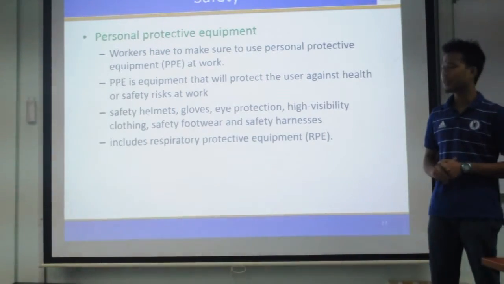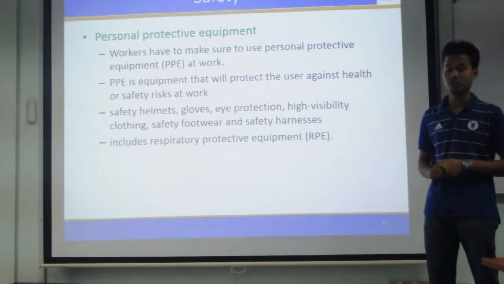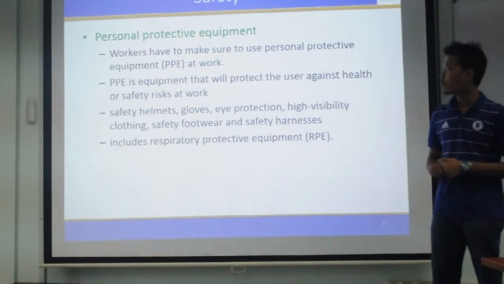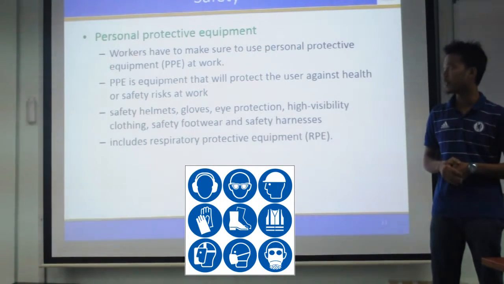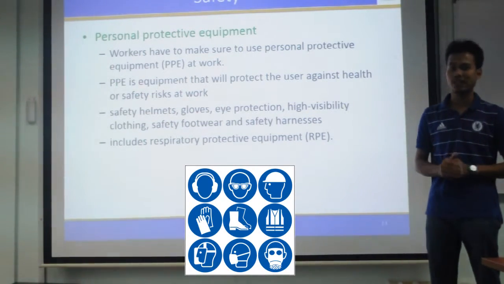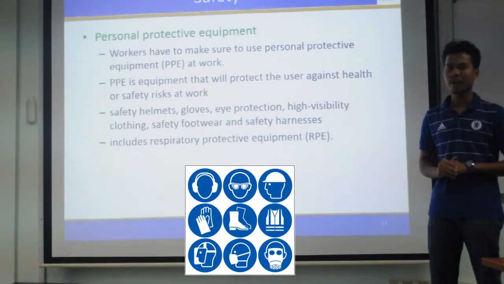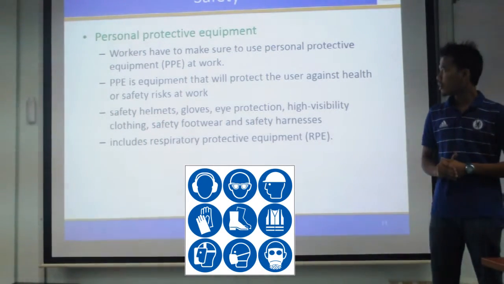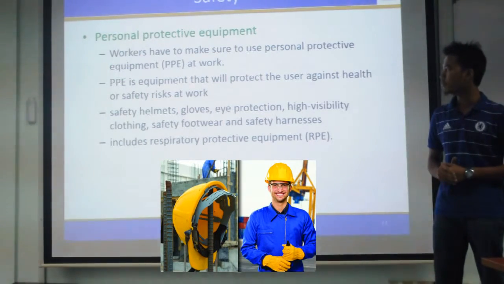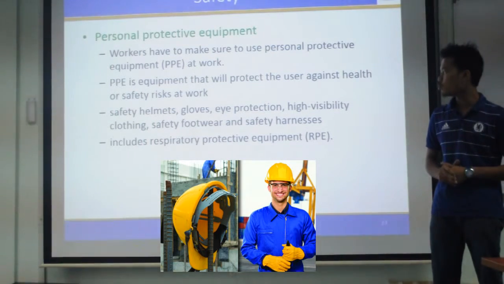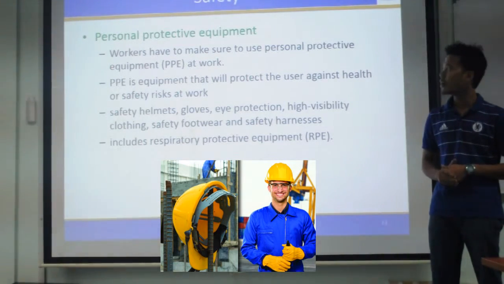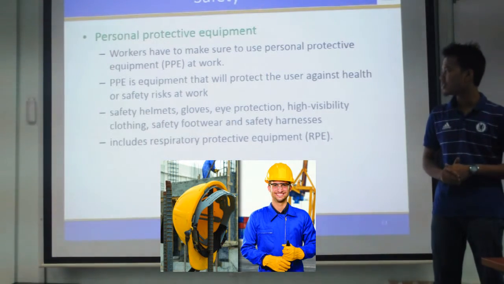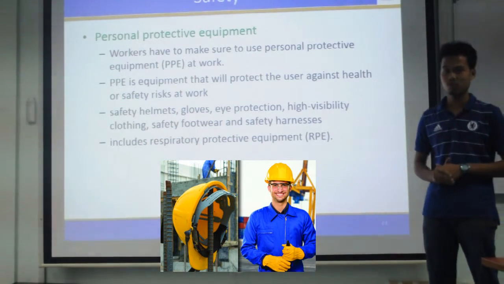Next is about the personal protective equipment for workers. We could call it PPE. The workers have to make sure to use this PPE at work. This PPE can protect the workers from various hazards at work, whether from chemicals or machines or anything at the plant. Examples of PPE are safety helmet, gloves, eye protection, high visibility clothing, safety footwear, and safety harness. The PPE also includes respiratory protective equipment, which we could call RPE.